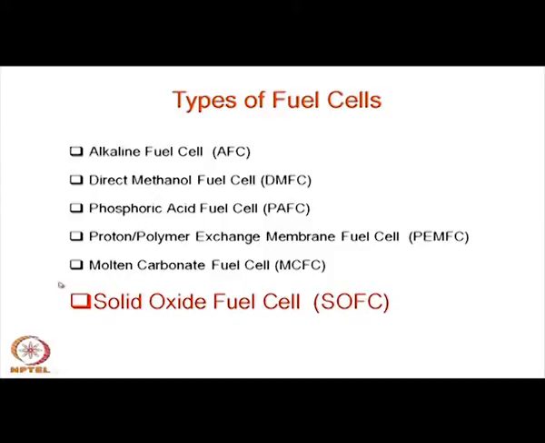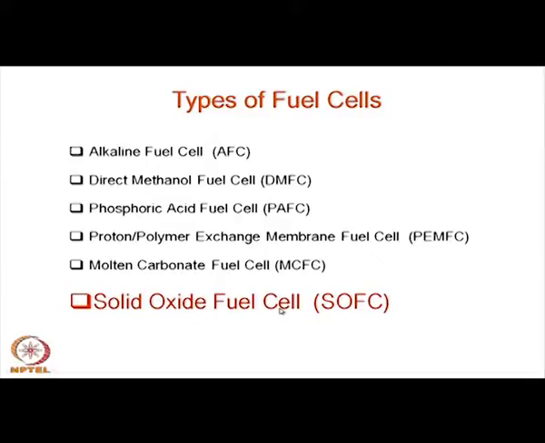And the solid oxide fuel cell is once again an all solid state device where the electrolyte is a solid, the electrodes are also solid, and the fuel is only gas. So, the fuel is either hydrogen, carbon monoxide, or some hydrocarbons like natural gas, a mixture of hydrocarbons like natural gas and so on. It can be used quite easily. One of the reasons is it operates at a fairly high temperature.